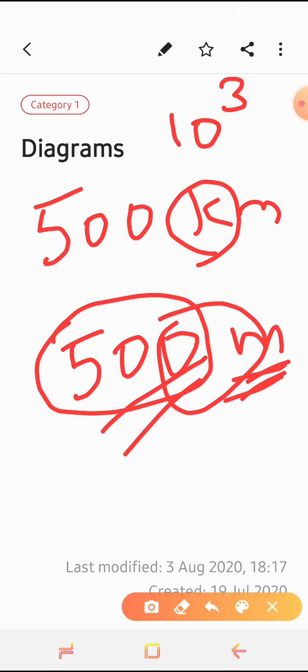Okay, and see the comparison. Firstly, the exact value is 500 kilometer. One student saying 500 alone is wrong, and some saying it is 500 meter is also wrong.